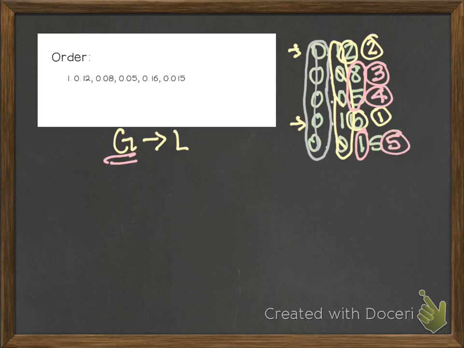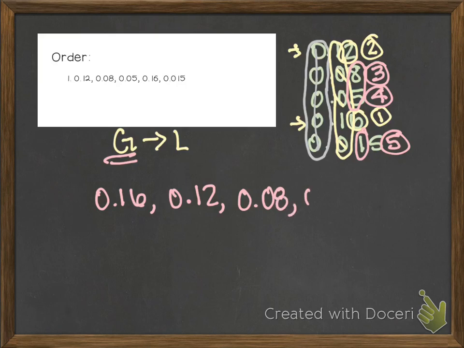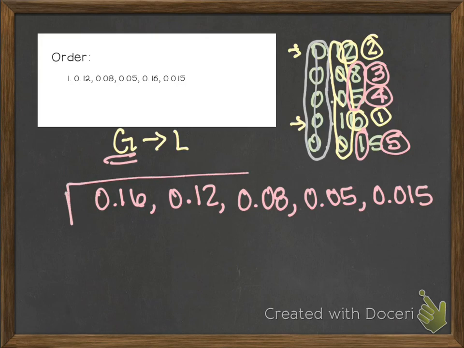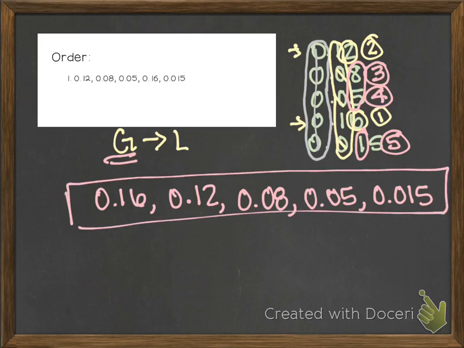Once I have my order over here, I rewrite it. So 0.16, 0.12, 0.08, 0.05, and 0.015. And then box your answer.